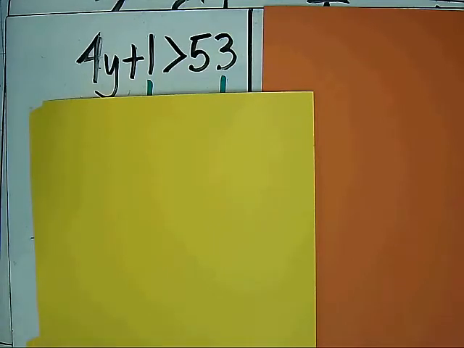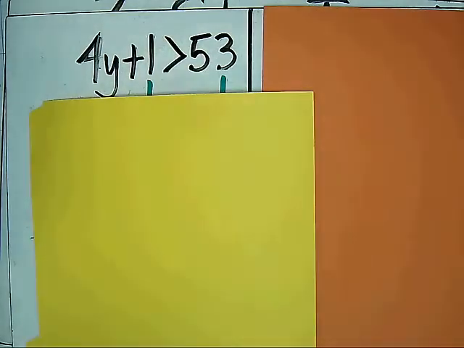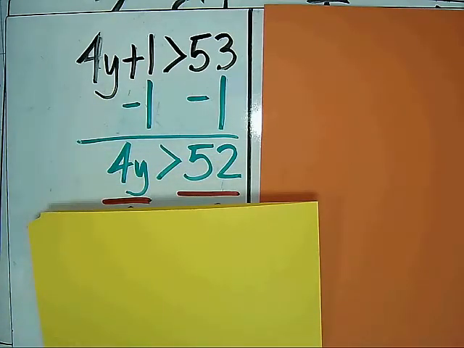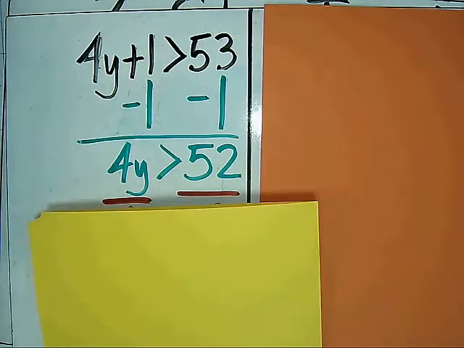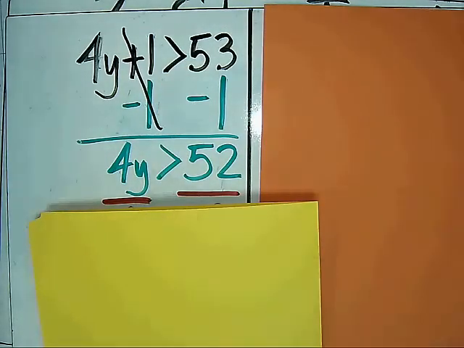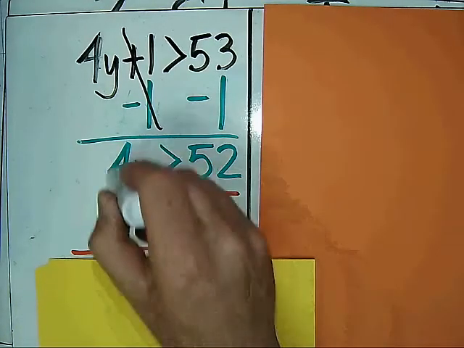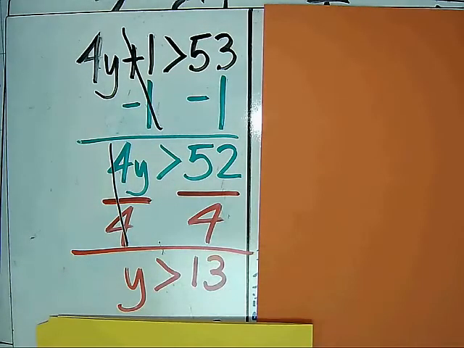Now, even if this was an equation, you're going to do the same exact thing. First, do the opposite to both sides. So you do addition or subtraction first. So the opposite of plus 1 is minus 1, not negative, minus. The 1's go away. 53 take away 1 is 52. 4y comes down. Not equals, but greater than. Then do the opposite to both sides, which is divide, which is the opposite of multiply by 4. 4's go away, so that leaves you 1y. And y is greater than 13.